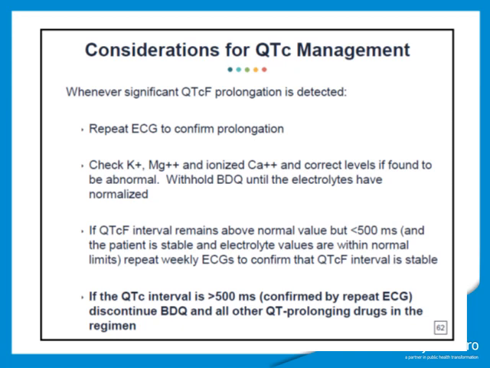If the QTc is slightly up, but it's under 500 milliseconds, you can keep an eye on it, but you'd have to do weekly ECGs. And as soon as the QTc interval is over 500 milliseconds, confirmed by repeat ECG, then we're going to have to discontinue all QT prolonging drugs, which could make treatment quite a challenge.